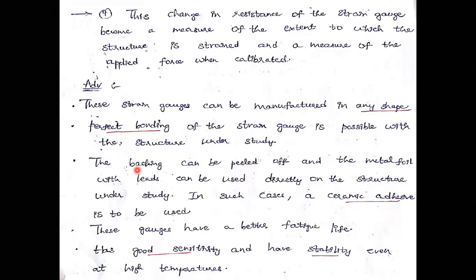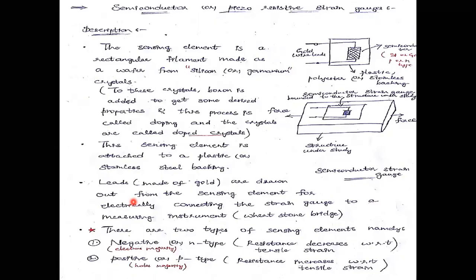These gauges have a better fatigue life, and the durability of this instrument is very high compared to other types of strain gauges. It has good sensitivity and has stability even at high temperatures also. Next one is the semiconductor or piezoresistive type of strain gauge.